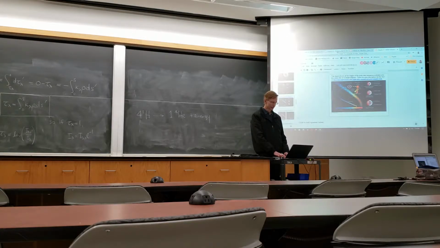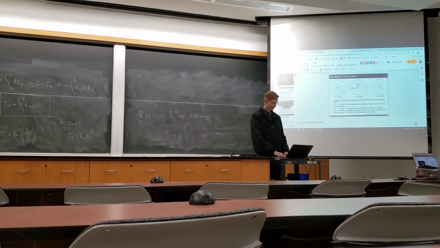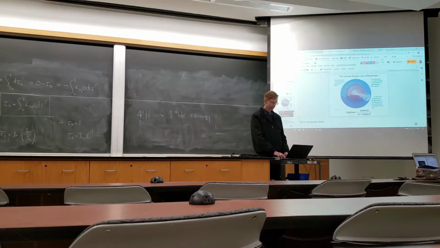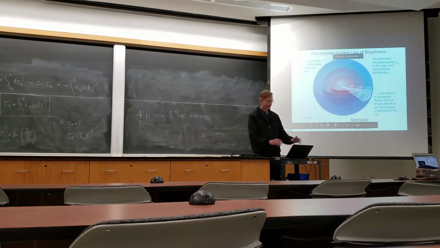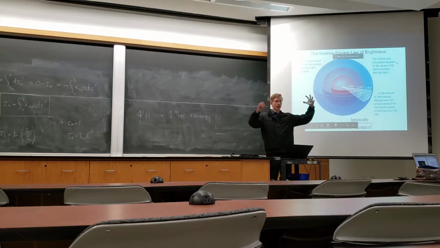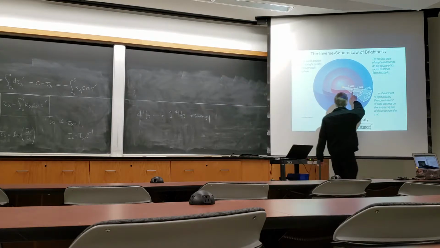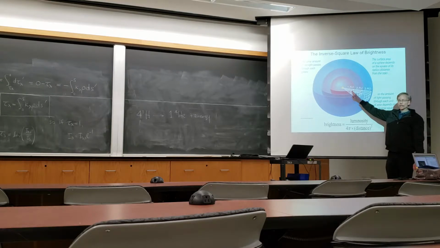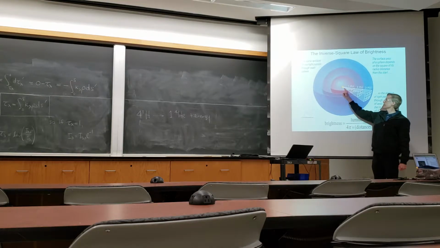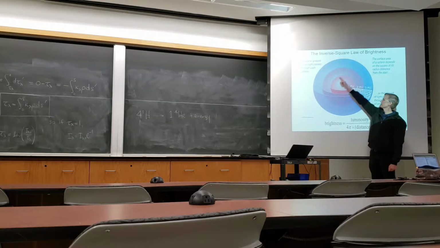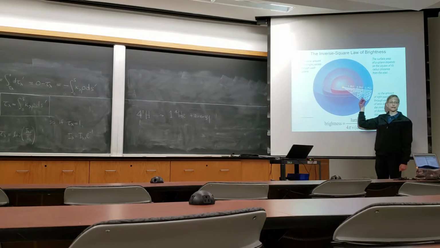That is because if you look at the light coming from a star, you can think of it as spreading out onto surfaces of spheres of bigger and bigger radius as it moves away from the star. So in other words, if I am 1 AU from the sun, the sun's energy has been spread over the surface of the sphere whose radius is 1 AU. And if I'm 2 AU away from the sun, the sun's luminosity is spread over the surface of a sphere of radius 2 AU, and so forth.